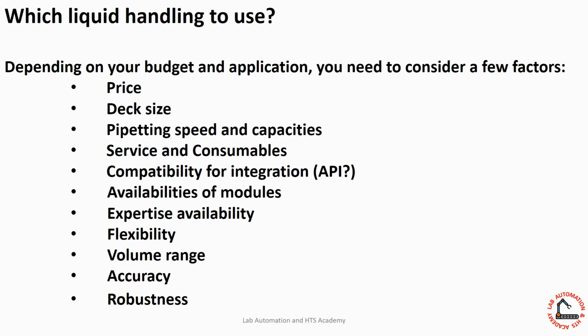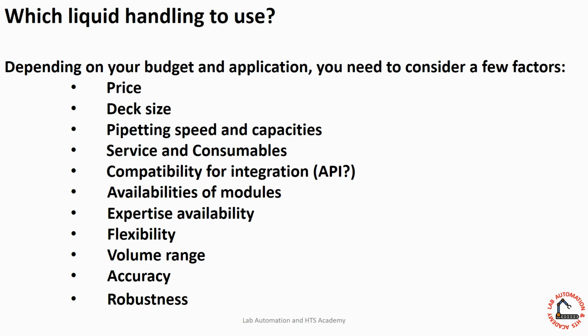And the other parameter here is the pipetting speed and capacities. Again, not all of the liquid handling robots are using the same mechanism to transfer the liquid. Some of them are faster, some of them are slower. Are you going to use the 96 microplates or are you only going to use tubes? Those are together, right? There's a type of trade-off in what you want to do with your robot.